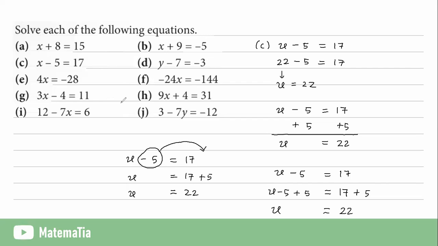Now your turn. Find the solution of question D. You may pause this video and then pick the method you want to find the solution of question D.